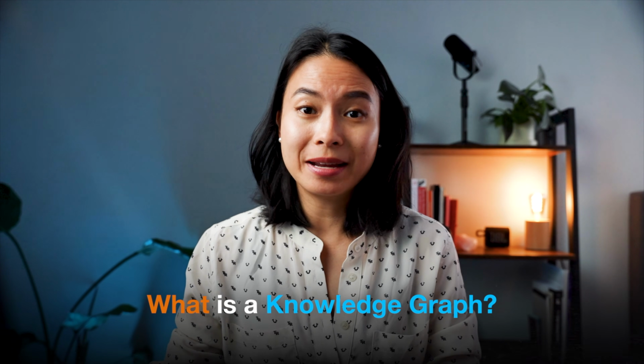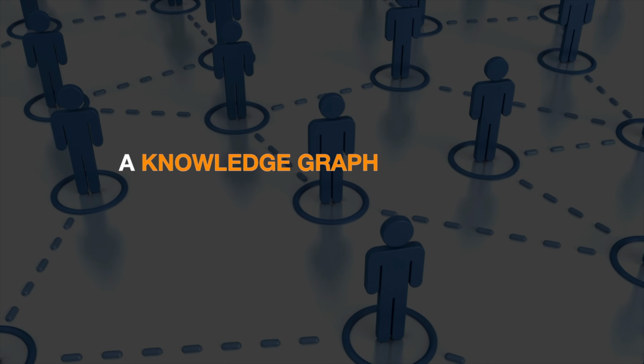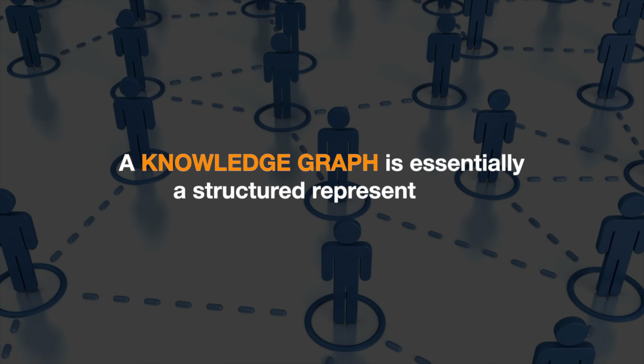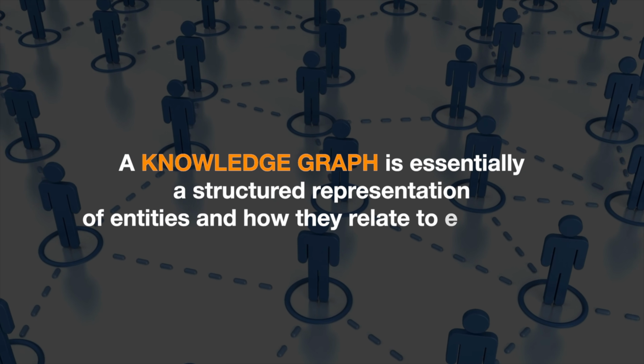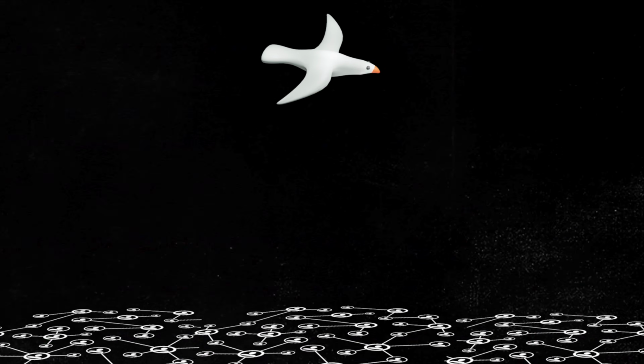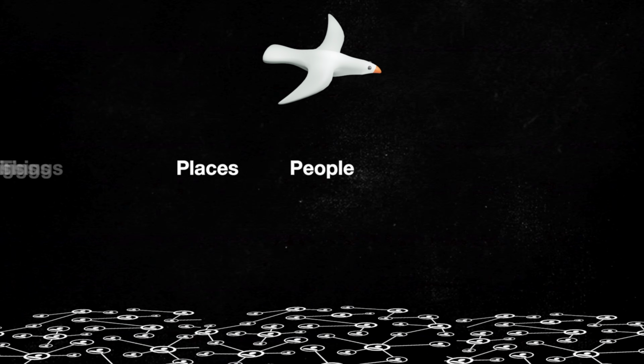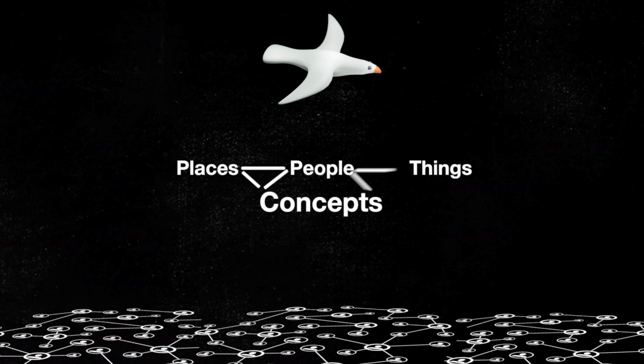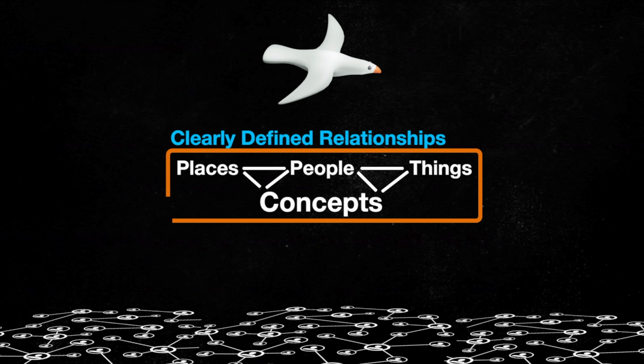In case you're not familiar with the concept, a knowledge graph is essentially a structured representation of entities and how they relate to each other. You can think of it as a massive mind map that gives you a bird's eye view of how people, places, or things and all the concepts are connected to each other by clearly defined relationships.